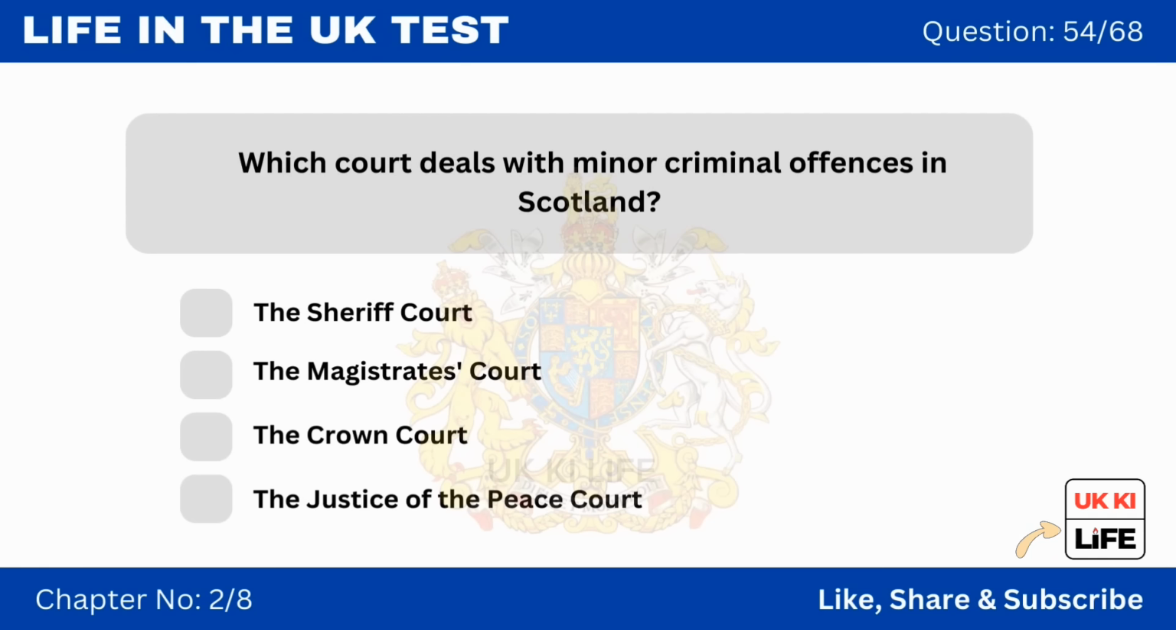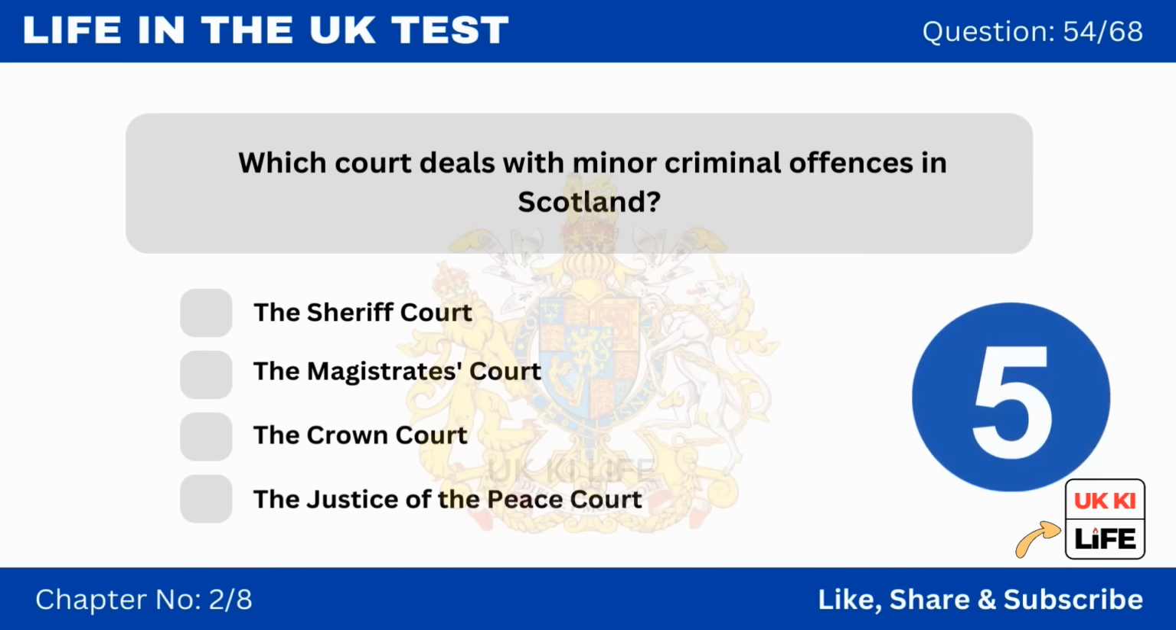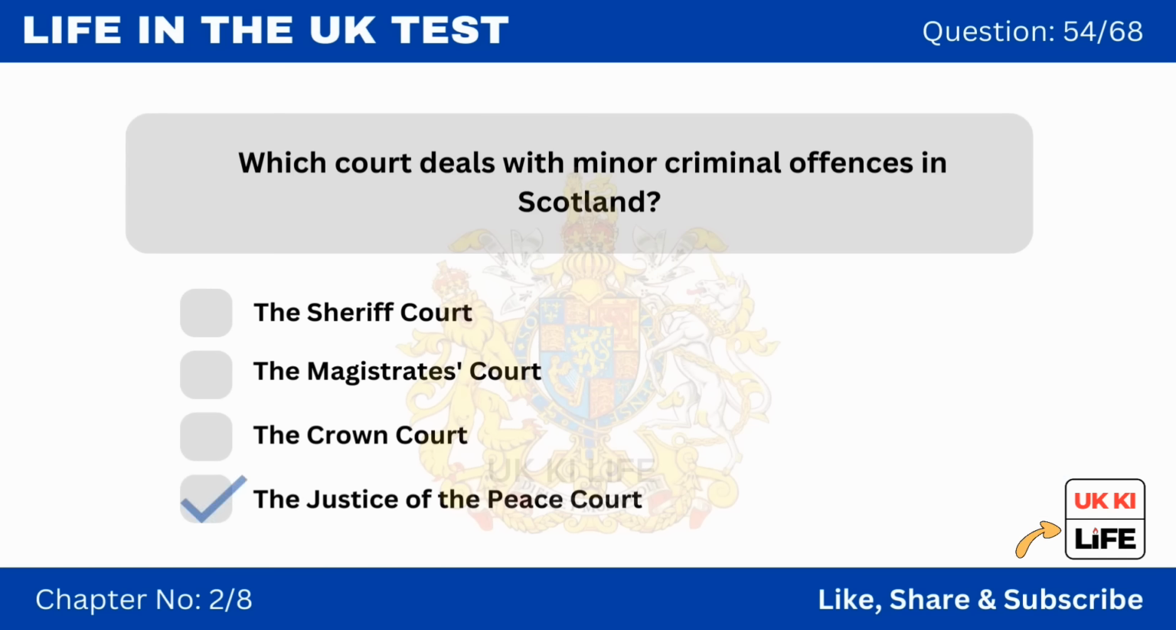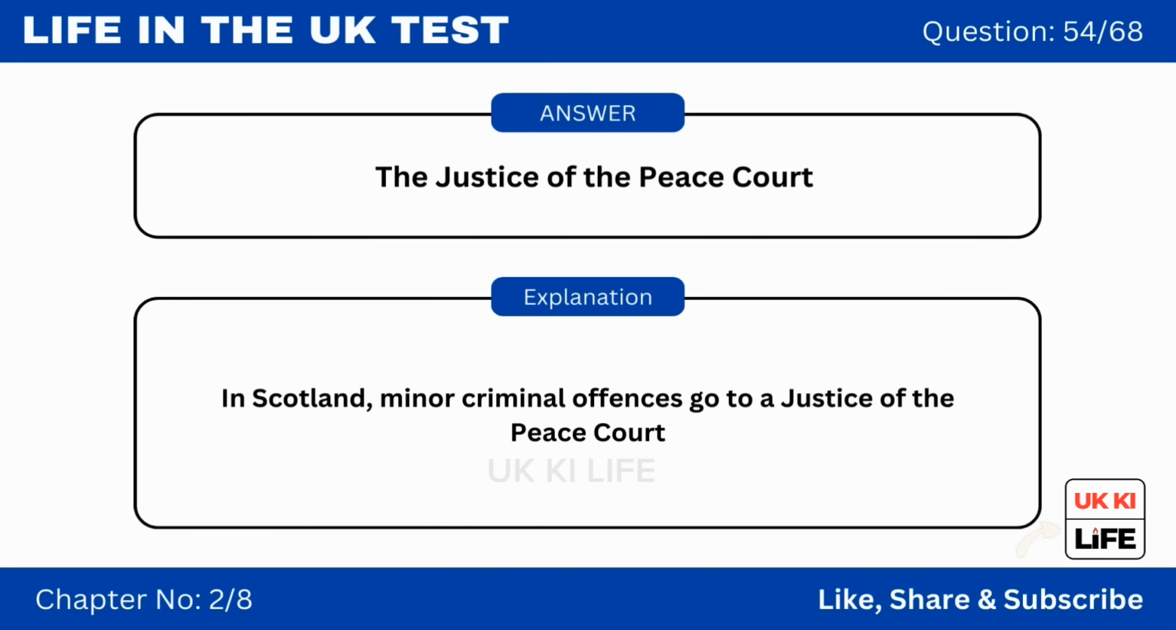Question 54. Which court deals with minor criminal offences in Scotland? The Sheriff Court, the Magistrates Court, the Crown Court, the Justice of the Peace Court. The correct option is D. Explanation. In Scotland, minor criminal offences go to a Justice of the Peace Court.